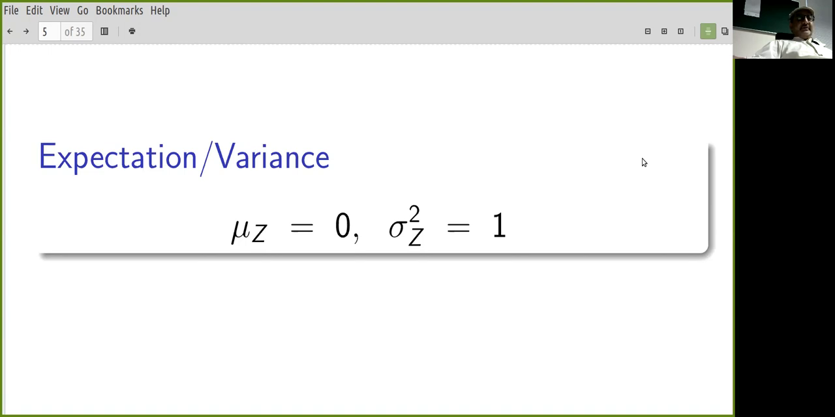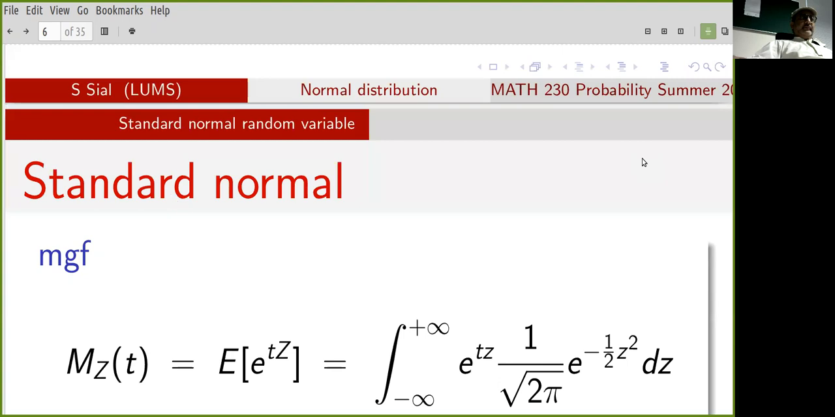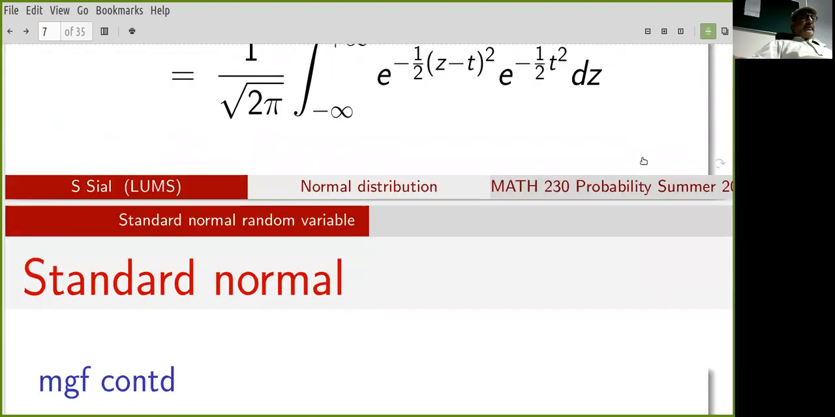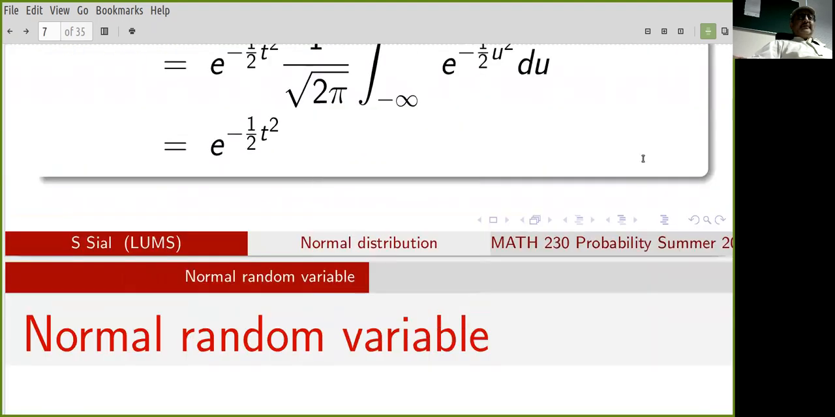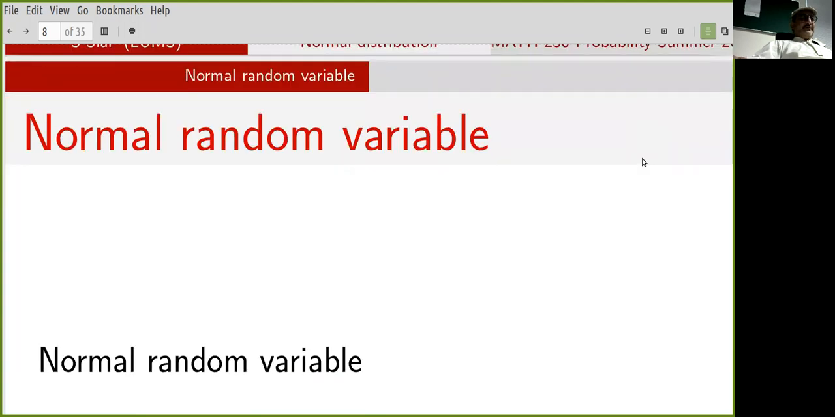The expectation for the standard normal is 0, and the variance for the standard normal is 1. We'll get back to moment generating functions later in the course if we have time.